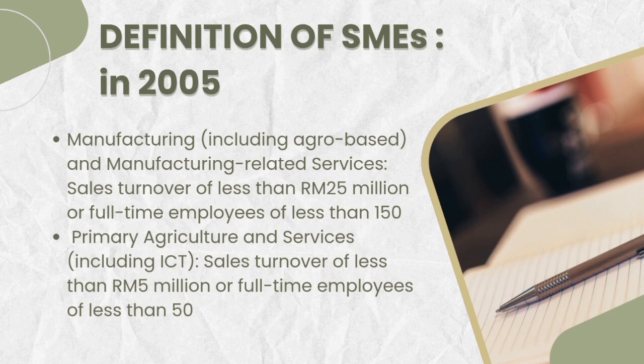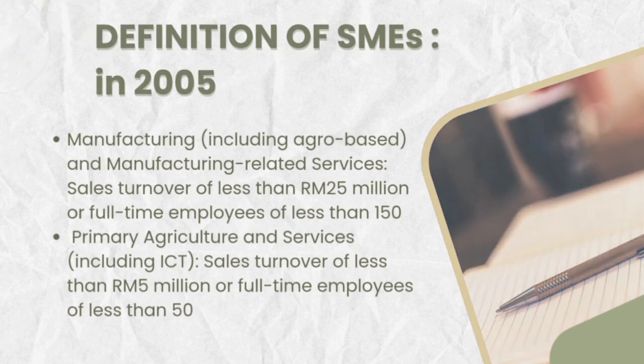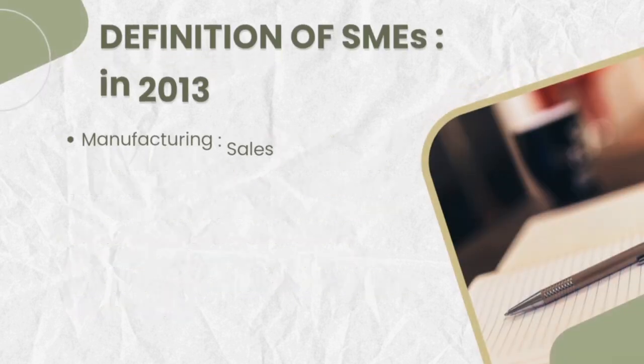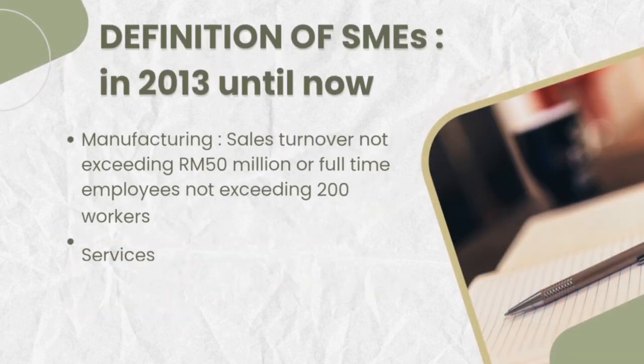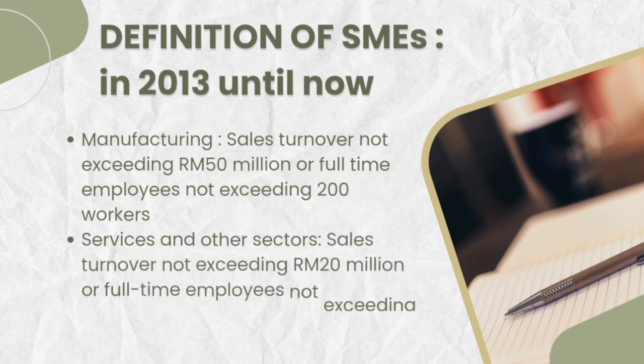Second, primary agriculture and services including ICT, the sales turnover is less than 5 million ringgit or full-time employees of less than 50 employees. However, in 2013, the old definition was undertaken and replaced by the new definition, which includes the manufacturing sector, where the sales turnover does not exceed 50 million ringgit or full-time employees do not exceed 200 workers, while for services and other sectors, sales turnover does not exceed 20 million ringgit or full-time employees do not exceed 75 workers.